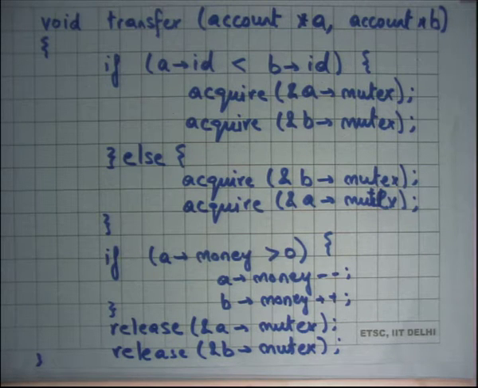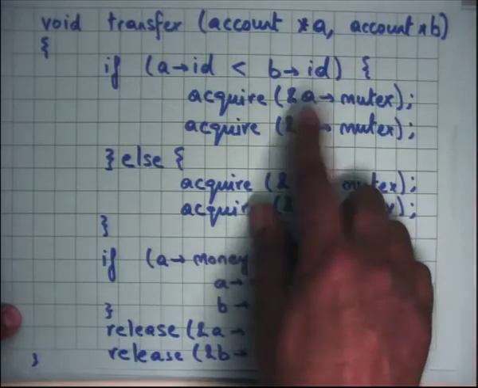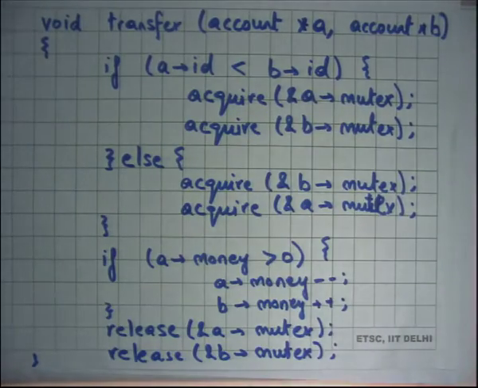And here is the code which uses fine-grained locking to ensure atomicity of this particular function, right? And we have seen this before. So here's a mutex associated with A, here's a mutex associated with B, and you basically take both mutexes before you do anything, and then you release both the mutexes.